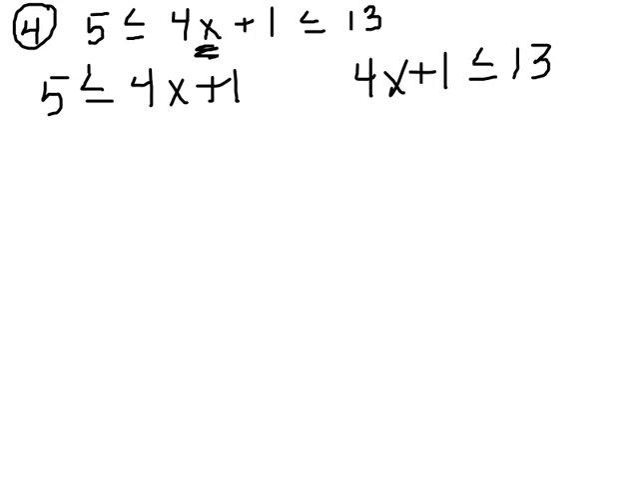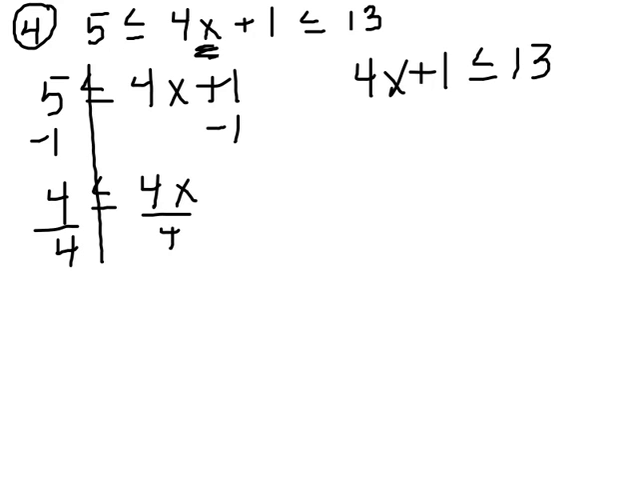All right, what do we have to do to get x by itself? That says a plus 1, so the inverse of a plus 1 is that we're going to subtract 1. So 4 is less than or equal to 4x. Now that says 4 times x, so the inverse is to divide both sides by 4.